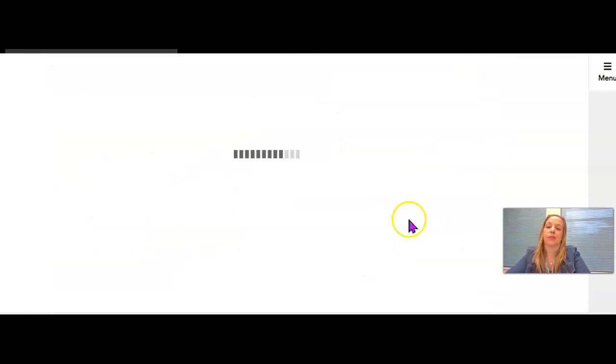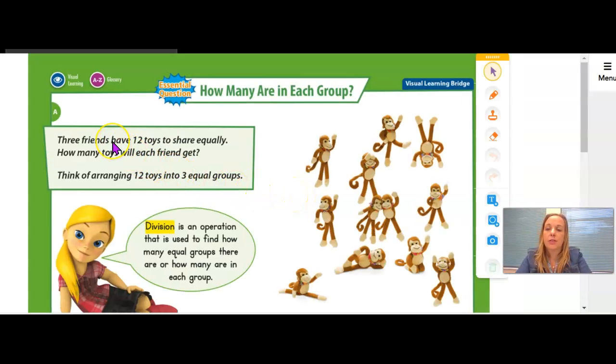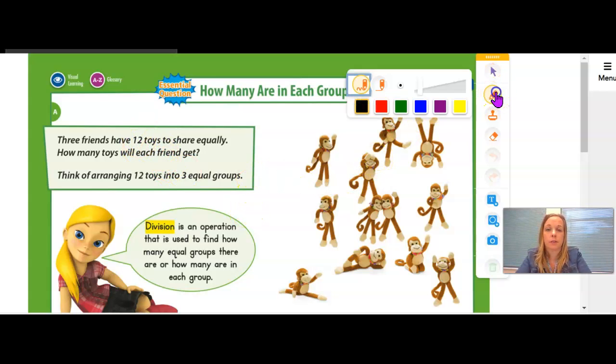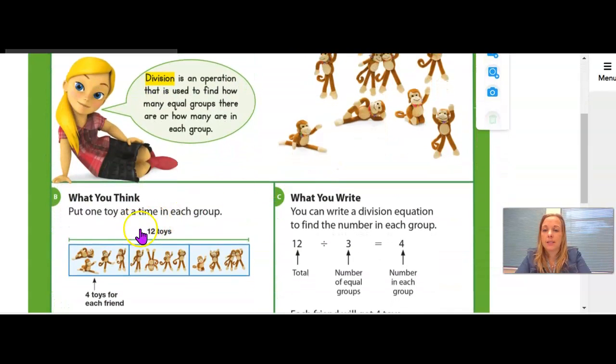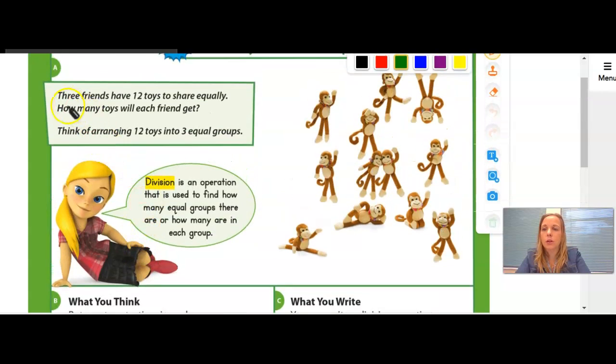Let's do one more together. 3 friends have 12 toys to share equally. How many toys will each friend get? Think of arranging 12 toys into 3 groups. So again, I'm dividing. I'm going to start with my biggest number, which is 12. I'm going to take 12 toys and I'm going to split it into 3 groups.